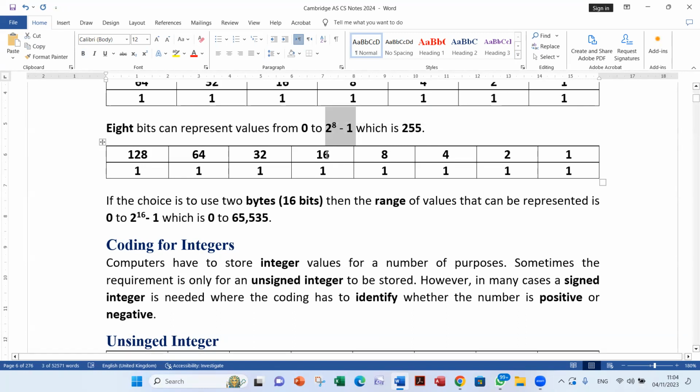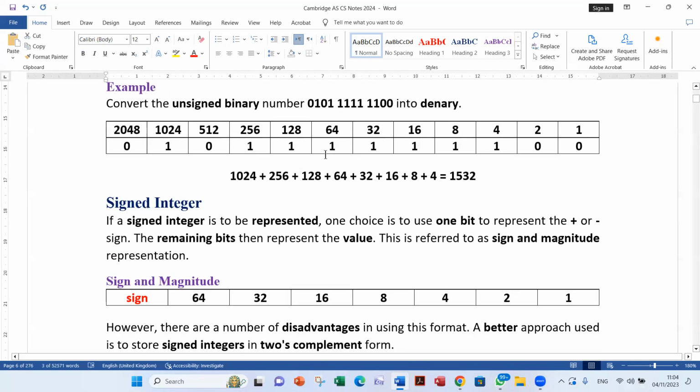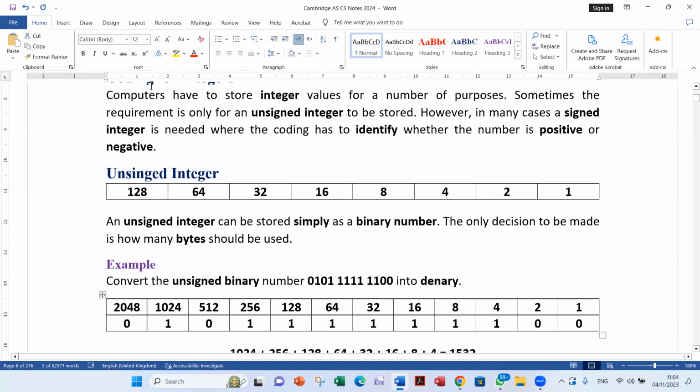Okay, let us start coding for integers. We did that in the O level. So this is just binary. Okay? And then signed integer, so that is positive and negative values. We did that in the O level. That is the 2's complement. Okay, let us revise.